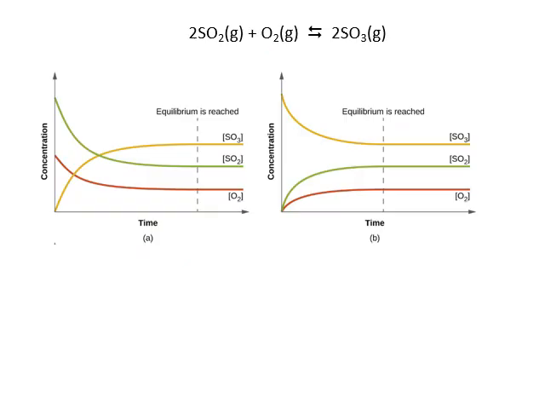Let's look at an example that shows how the concentrations of reactants and products change with time for the reaction of sulfur dioxide gas with oxygen gas to form sulfur trioxide gas.